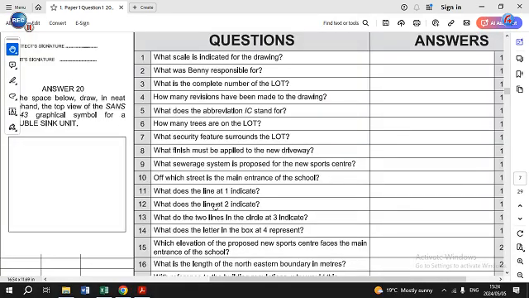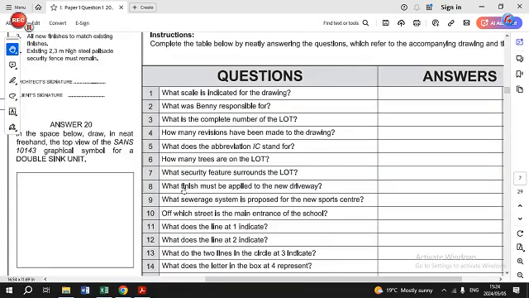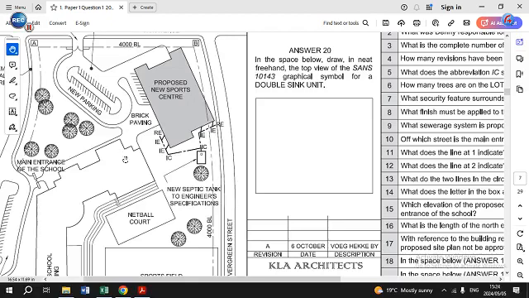Question number 4, how many revisions have been made to the drawing? If you look at the revision table, it is here: revision, date and description, and there's only one revision that has been made. Question number 5, what does the abbreviation IC stand for? And you will find the abbreviation IC along the sewer line, which abbreviates inspection chamber.